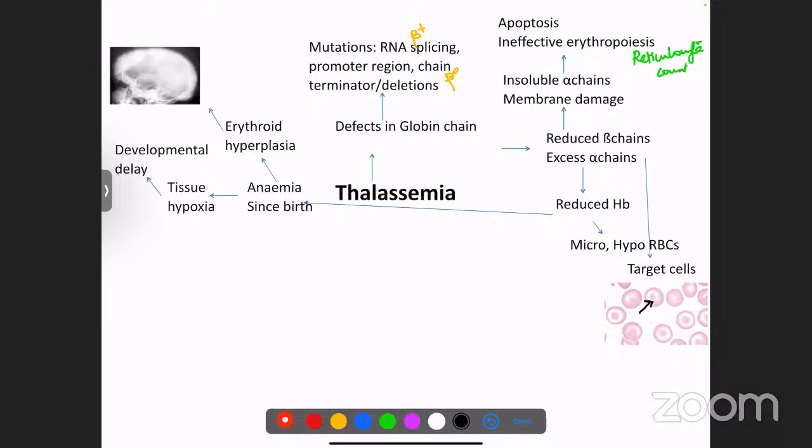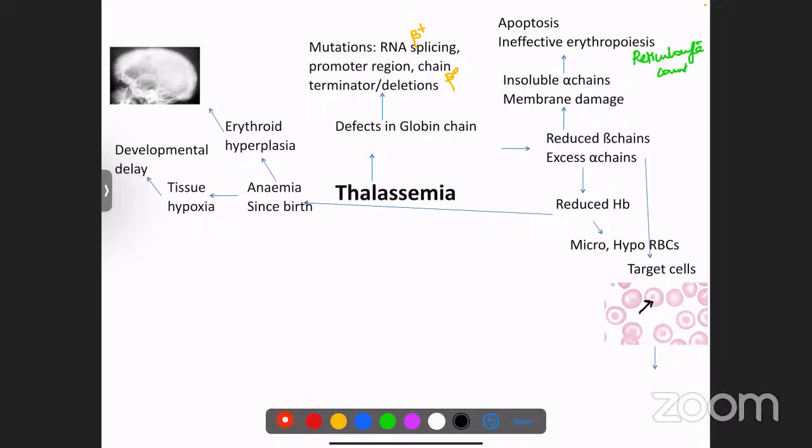And so you get the classic X-ray picture of the skull that is called a crew-cut appearance or hair-on-end appearance. Why does this appearance happen? Why is it very much visible in the skull? Because in the child, the fontanelles are not yet closed. So there is more space for expansion. So it is very dramatic in the skull. So you get the hair-on-end or crew-cut appearance in the skull.